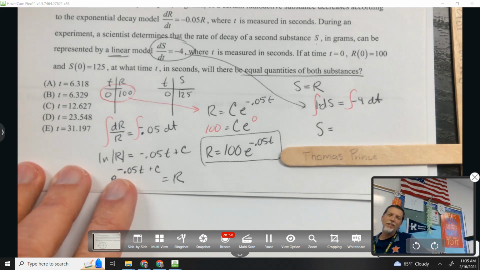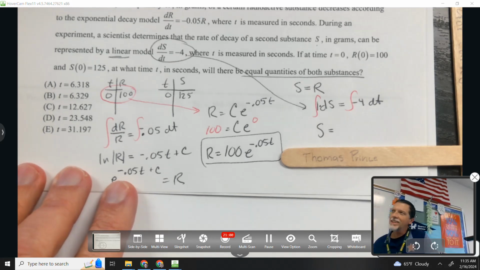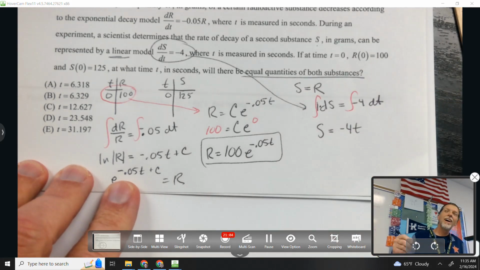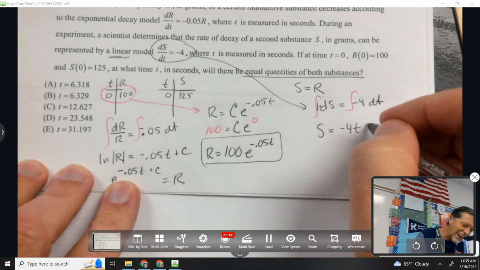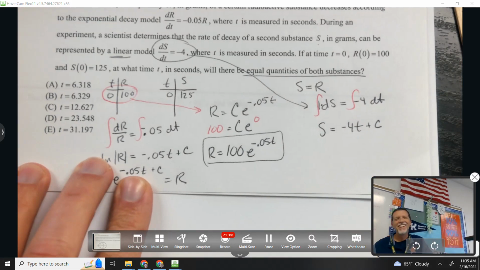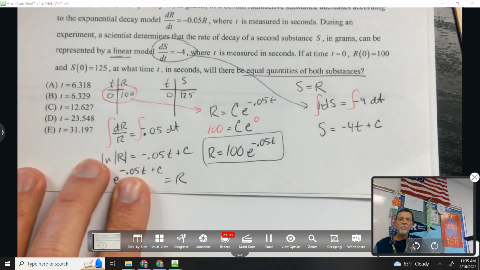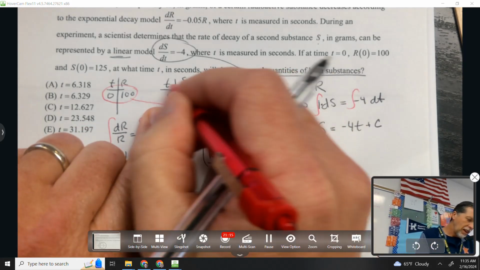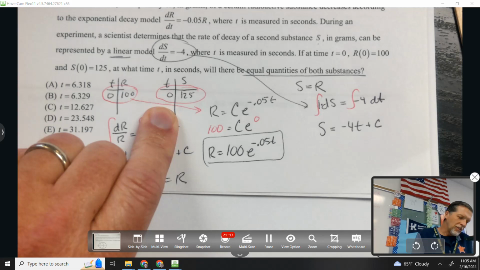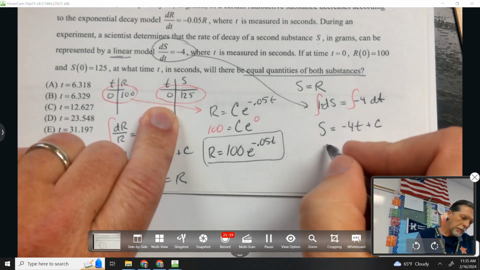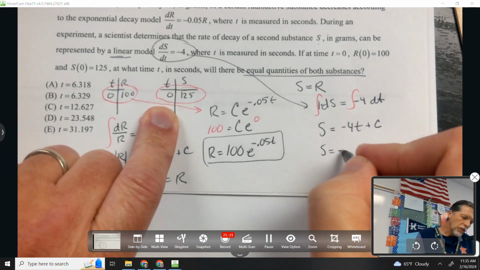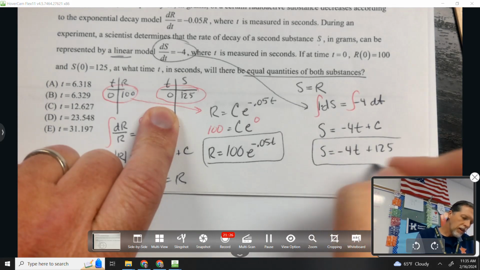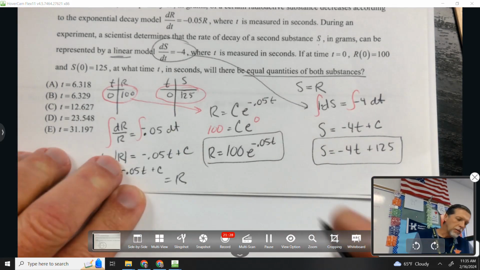Thomas, how about the antiderivative of negative 4 dt? Plus c, very nice. You caught it. Plus c. So let's plug in. Actually, this is another easy one to plug in. 125. C is going to need to be 125. So S equals negative 4t plus 125. Now we'll set them equal to each other.